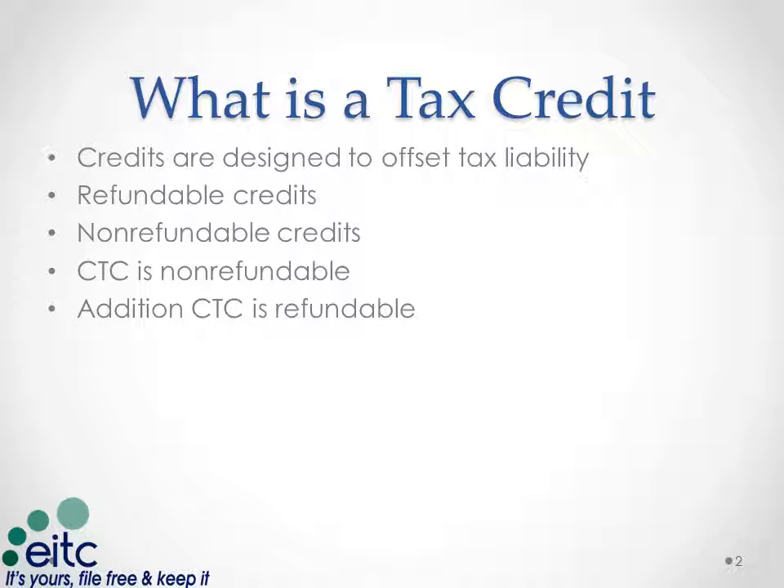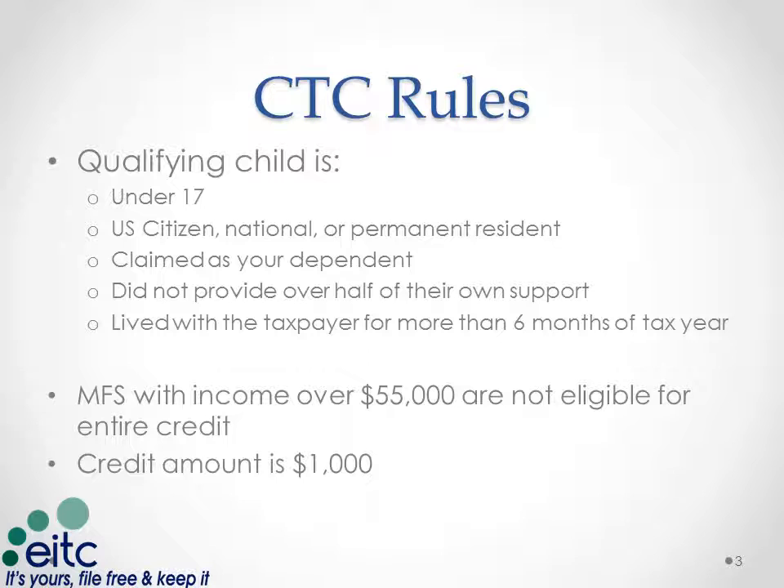Credits are designed to offset tax liability in the form of refundable and non-refundable credits. The Child Tax Credit, or CTC, is a non-refundable tax credit, meaning it can only offset the amount of tax owed on your tax return, whereas there's an additional portion of the child tax credit called the Additional Child Tax Credit, and this one is refundable. So this one can increase your refund even if you don't have any tax liability on your return.